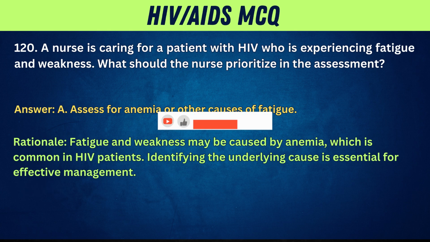Answer. A. Assess for anemia or other causes of fatigue. Rationale. Fatigue and weakness may be caused by anemia, which is common in HIV patients. Identifying the underlying cause is essential for effective management.